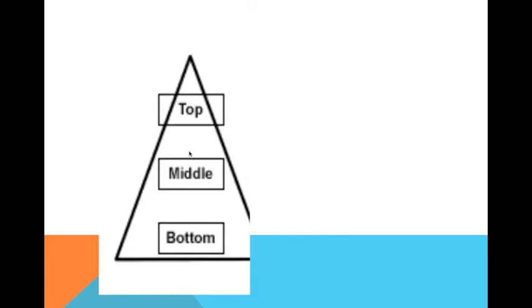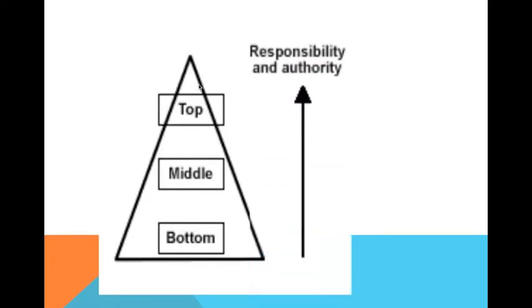In this case, the bottom, the middle, and the top. The higher you are in the pyramid, the more responsibility and authority you have. Information is communicated up the pyramid, but commands and orders are given downwards in this pyramid.